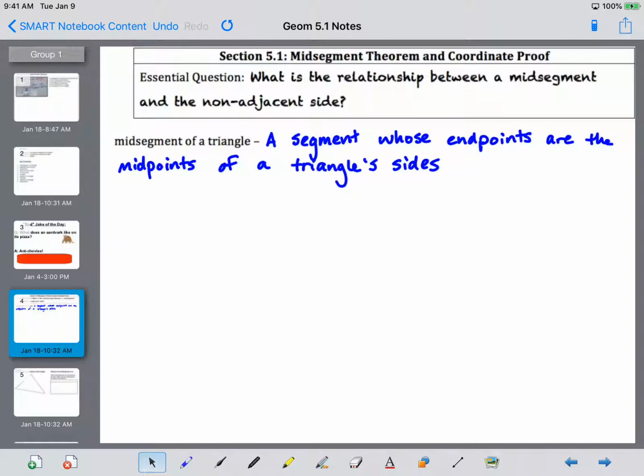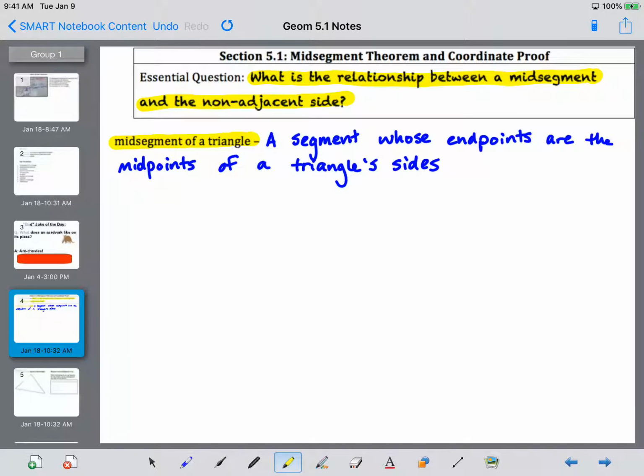Okay, so we're going to start chapter 5 today. If you need to pause the video, go ahead and write down the essential question: What is the relationship between a mid-segment and the non-adjacent side? To answer that question, you're going to need to know the definition of a mid-segment. So go ahead and write that down. A mid-segment is just a segment whose endpoints are the midpoints of a triangle's sides. And we're going to actually make some mid-segments, so you'll see what that looks like in our first example.